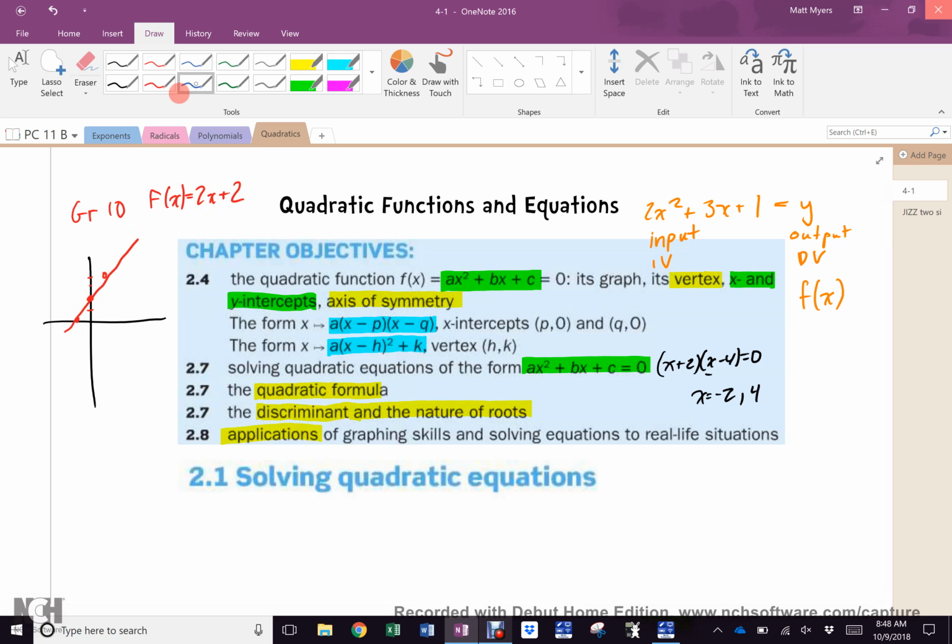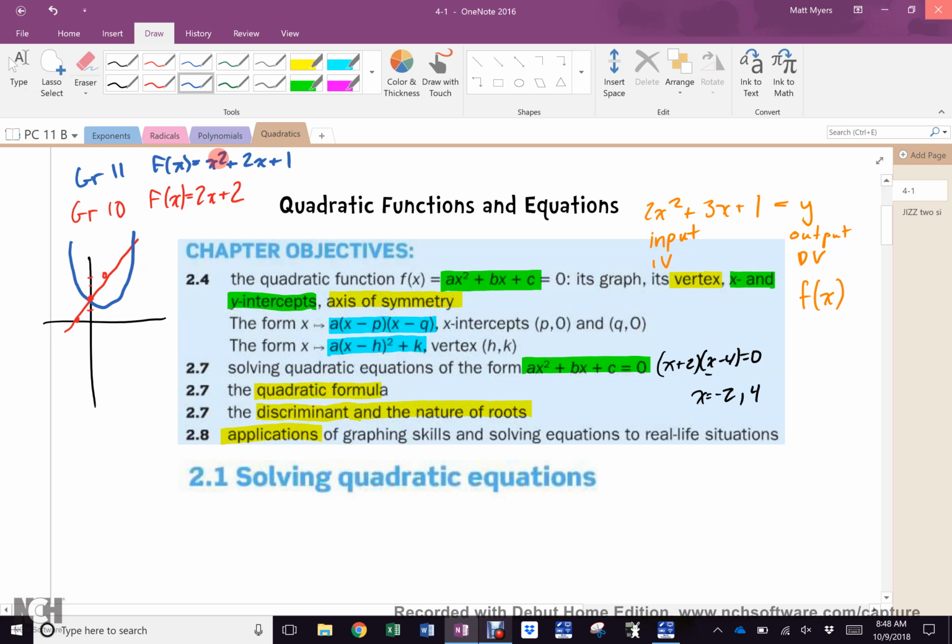In grade 11, you're going to learn this. F of x equals x squared plus 2x plus 1, and it's going to look like this. Woo! It's going to make a curve. How does it make a curve?